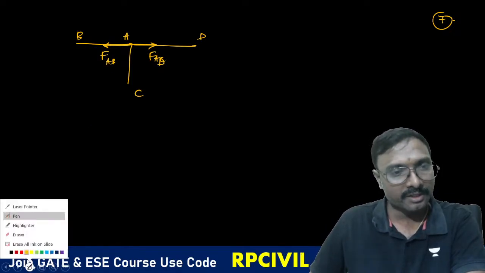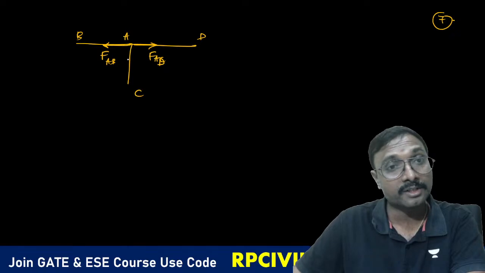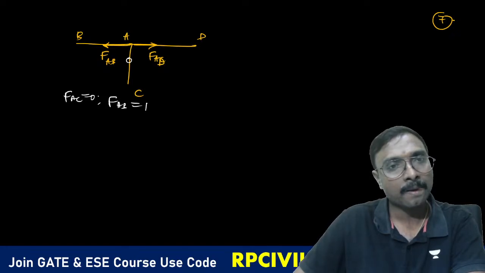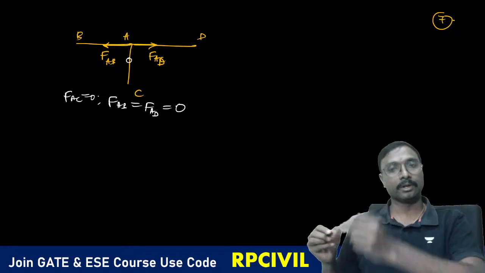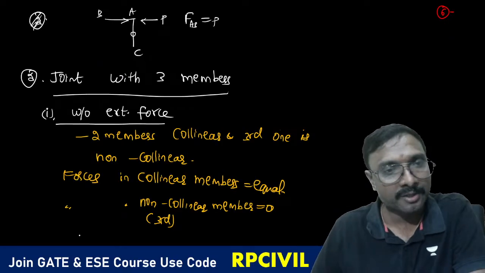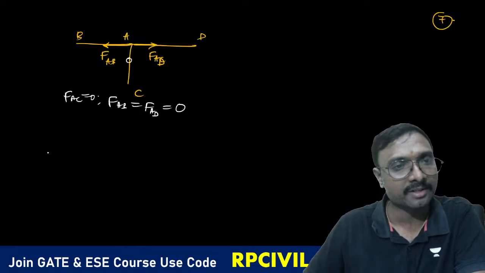So what is the force in the third member? If you just look, the force in this non-collinear member is 0. So force in the member AC is 0 here. Next, force in the member AB is equal to 0, right? These are three members meeting without external force.